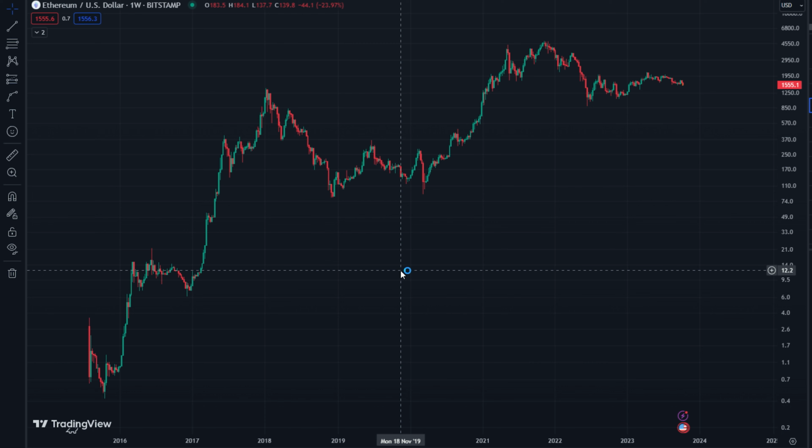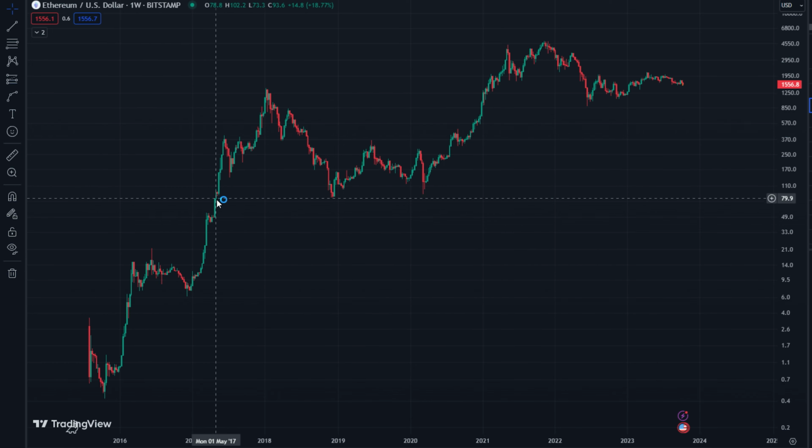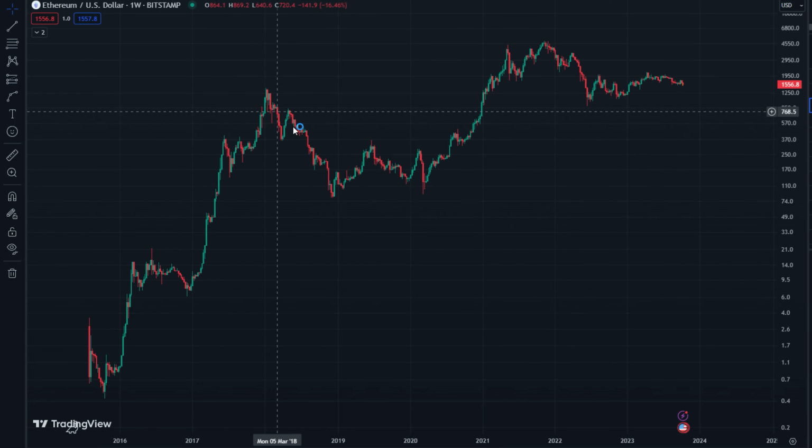We often have to sacrifice detail for a bigger picture, and with the logarithmic scale you often don't have to do that, because we can see very clearly here where Ethereum had its bull runs and where it had its bear runs.